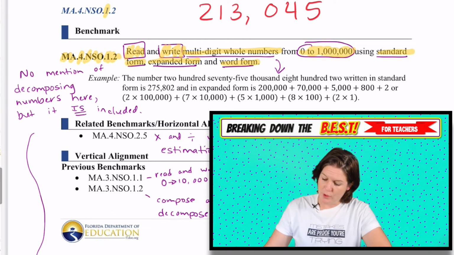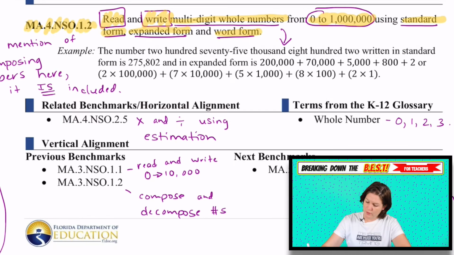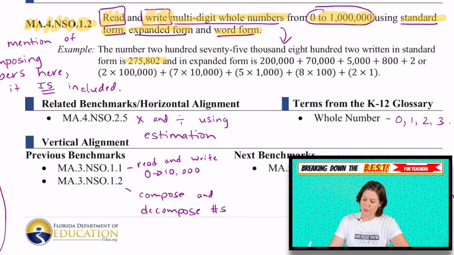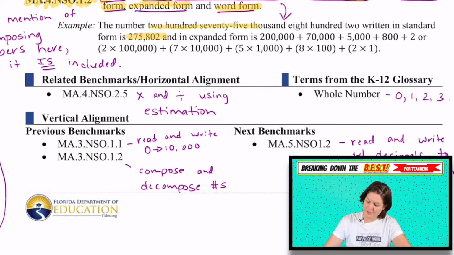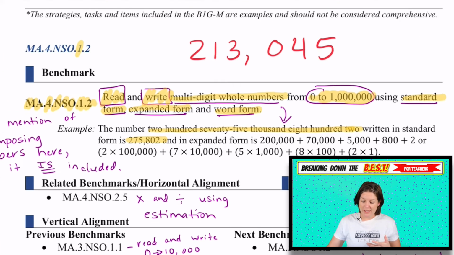Okay, so standard form, like we said, could be written like this: 275,802, which then we could write in word form like this: 275,802. That would be the word form. And I always say to students, if we can read these numbers, we can write them. And the thing is, a lot of times, let's go back to this example up here.